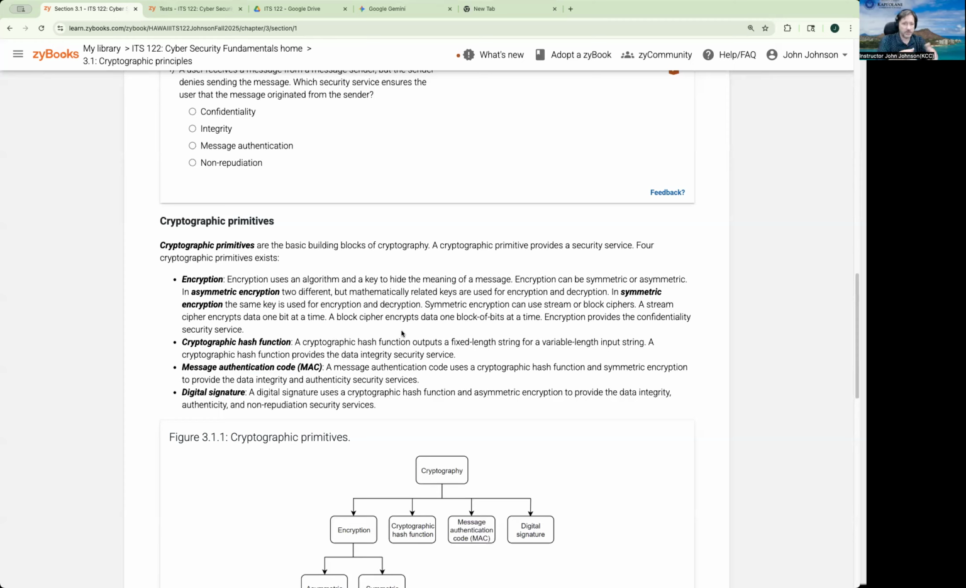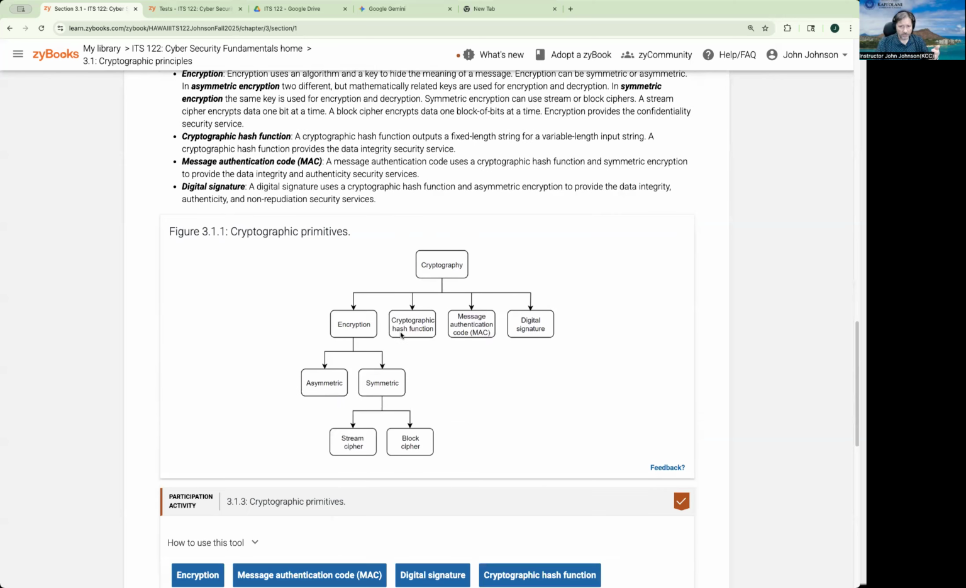And then lastly, as I was saying before, the digital signature. The digital signature is using a cryptographic hash function and asymmetric encryption to provide the data integrity, authenticity, and non-repudiation security services. And we look at a flow chart here.